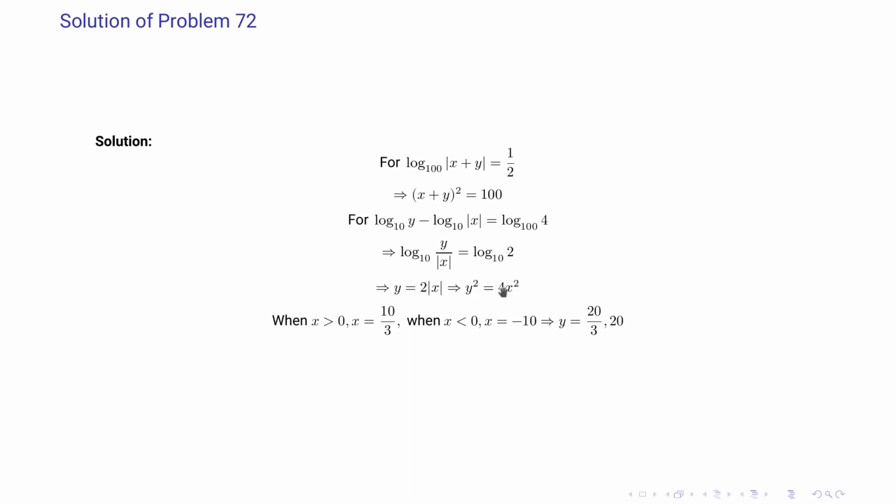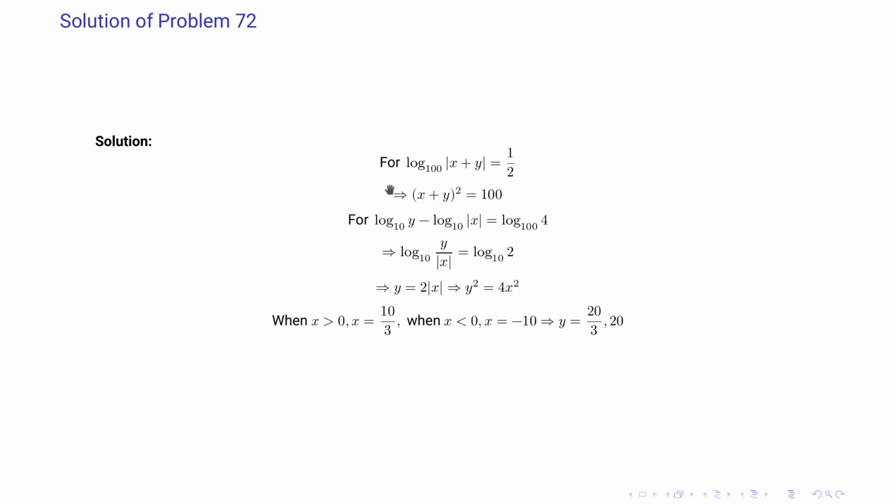So now if you think in terms of this, when x is greater than 0, what will happen is you substitute this here. This is x square plus 2xy plus y square. So y square will be 4x square. So 4x square plus x square will be 5x square, and 2xy will become 4x into mod of x. So if x is greater than 0, it will be 5x square plus 4x square, that is 9x square. Then x will be 10 by 3.